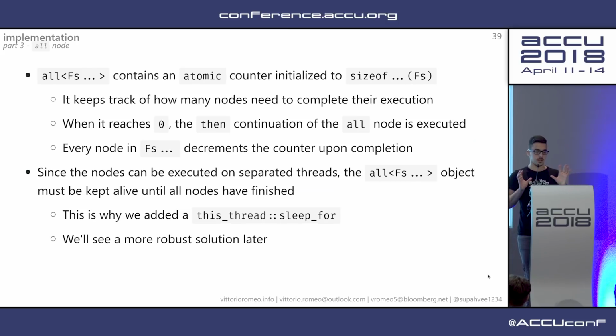So the node itself will contain this atomic counter initialized to the number of the computations, which we can retrieve by simply using the sizeof... operator. It will keep track of how many nodes need to complete the execution, and when it reaches 0, then the continuation of the entire all node will be executed. And every node in fs will decrement the counter upon completion. And again, we are using the sleep because we need to keep this alive until every node is finished, and we don't know when that happens because it's asynchronous.